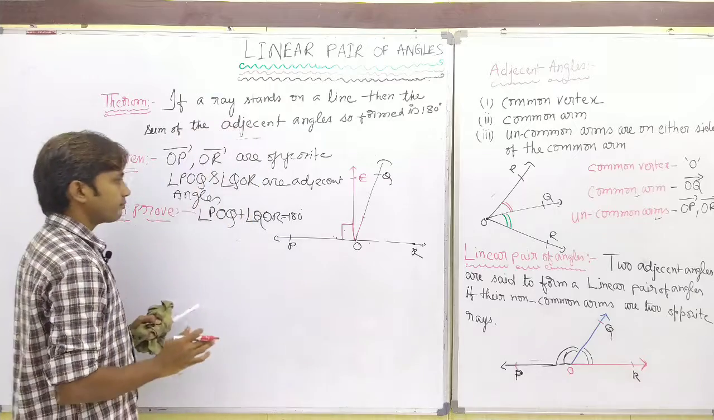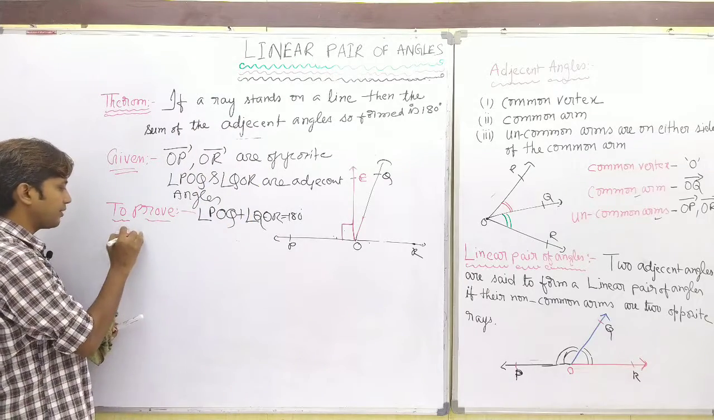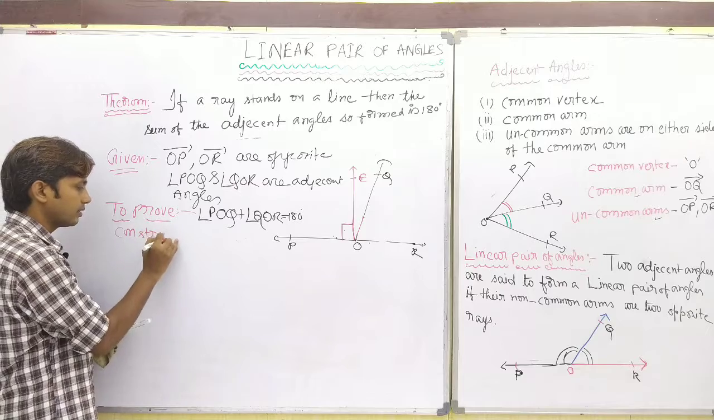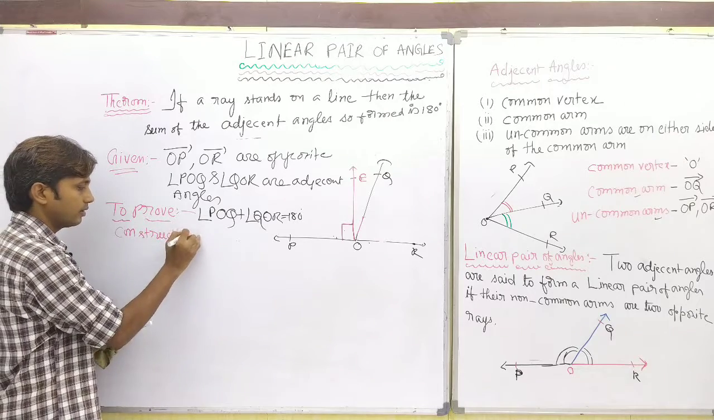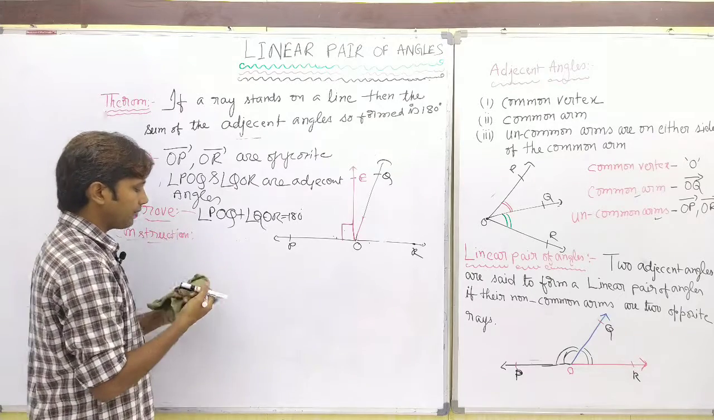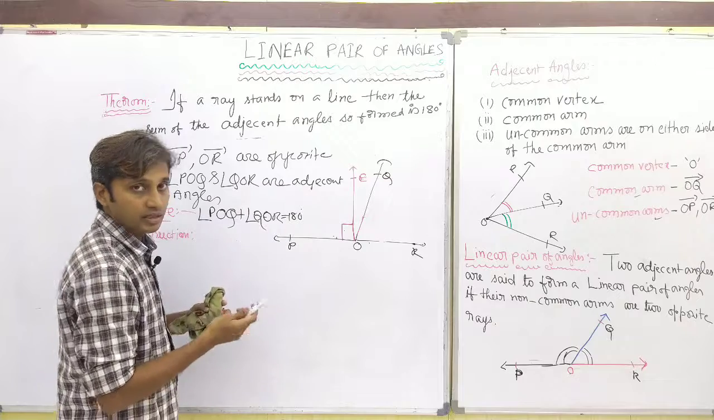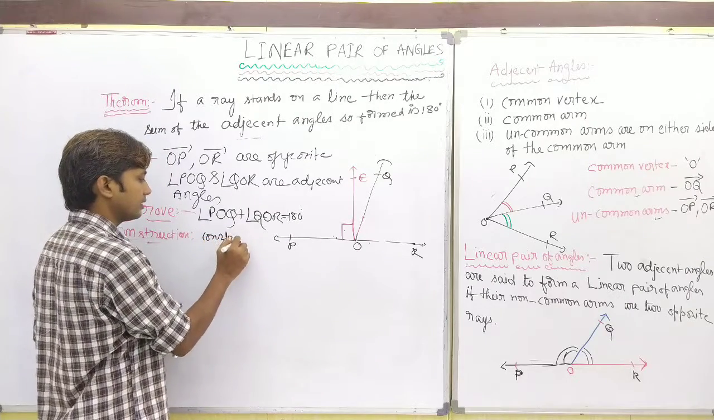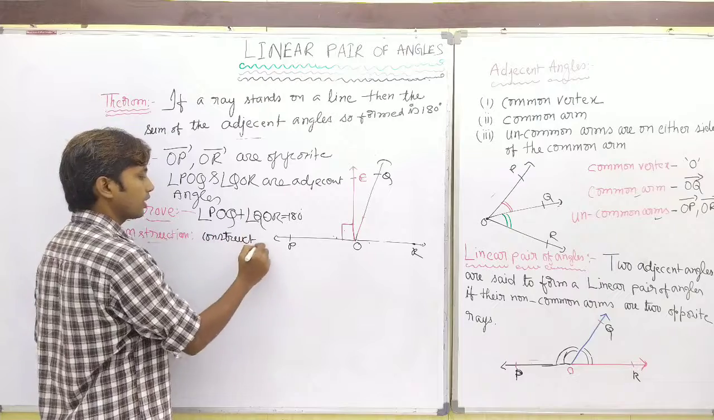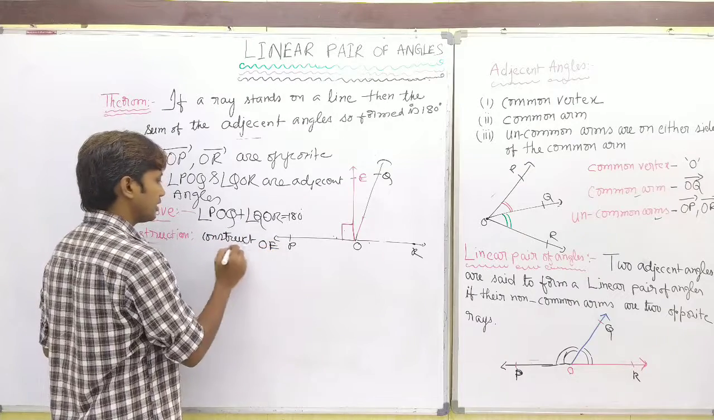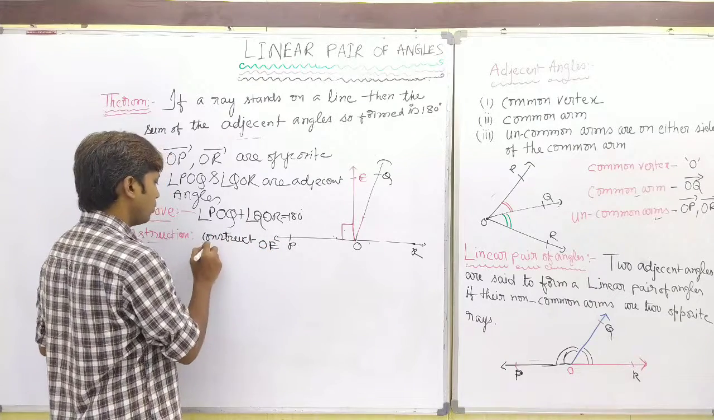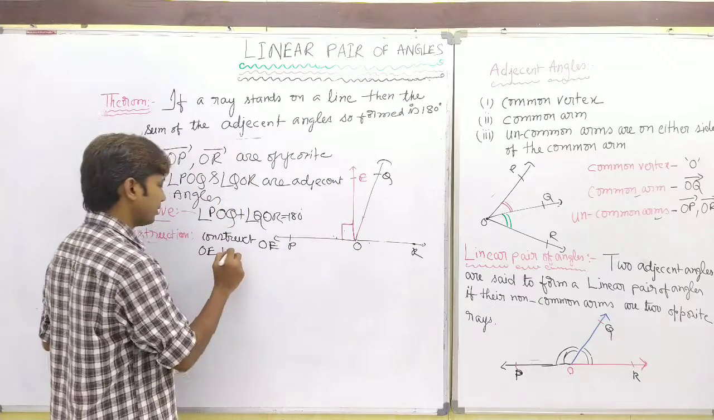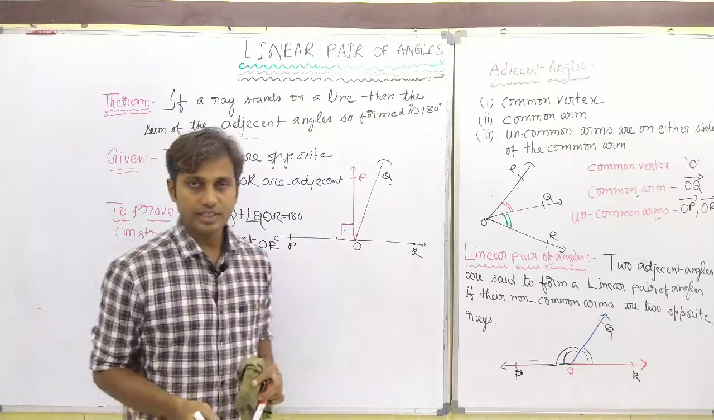Okay, now our construction part is we have drawn OE. Construction. So what we have constructed for proving this? We have constructed OE such that OE is perpendicular to PR. Like this we have constructed.